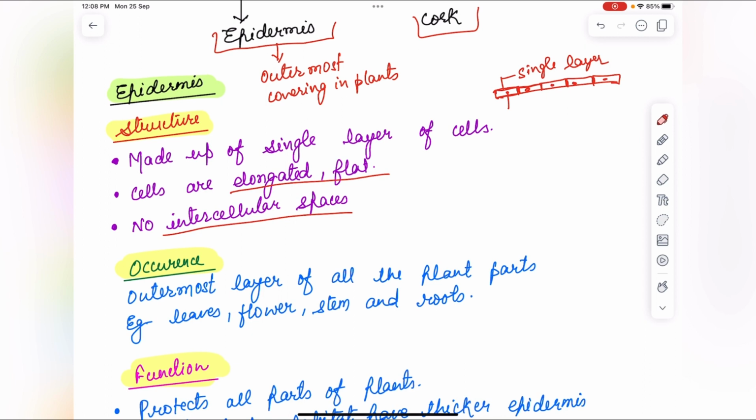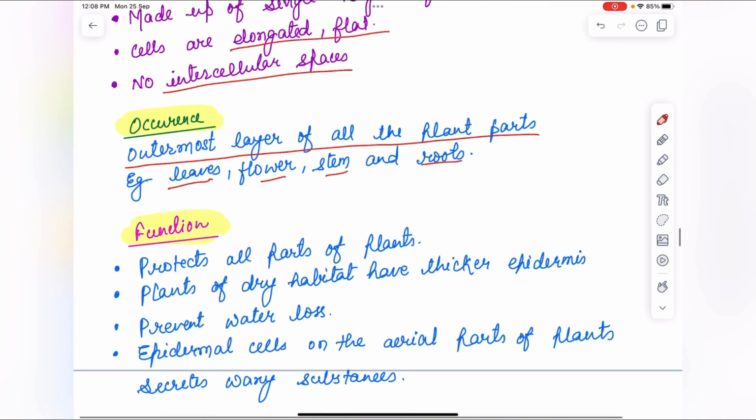Now where is it present? It is the outermost layer of all the plant parts. Examples will be leaves, flowers, stems and roots. Function: it protects all parts of the plant. Plants of dry habitat have a thicker epidermis.